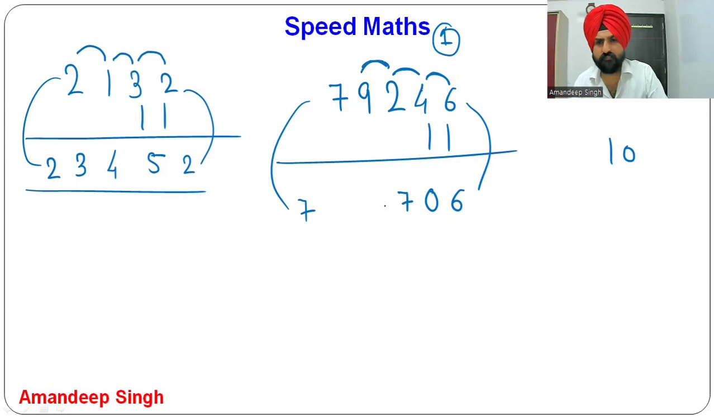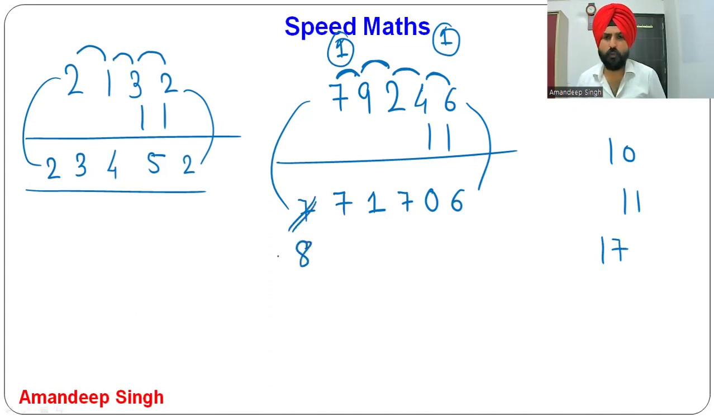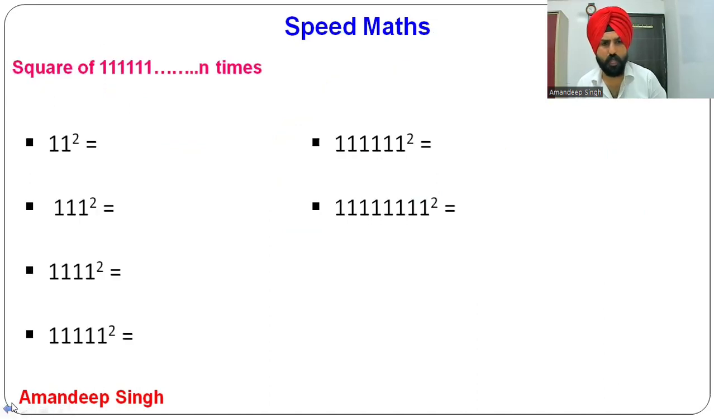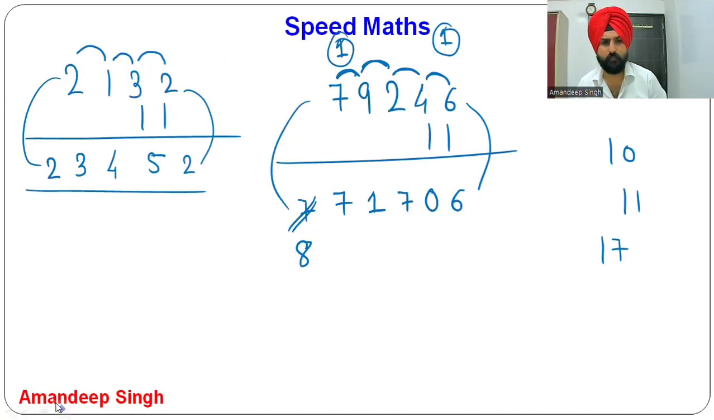What is 9 plus 2? It is 11. I will not write 11. I will only write 1, and 1 will again be for carry. What is 7 plus 9? It's 16. 16 plus 1 is 17. I will not write 17. I will only write 7, and 1 will be carry. So the answer has to be 871706. I hope that's okay. That's very easy. All right, so it doesn't matter how many digits it has, the logic will be the same.